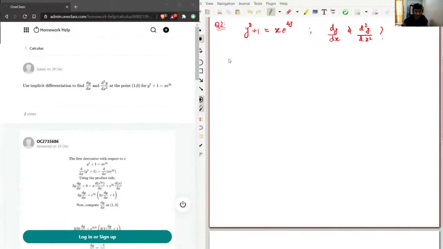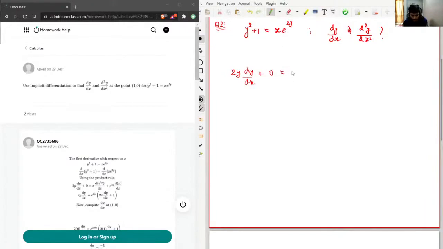Now this is not a normal kind of differentiation. We are basically doing differentiation with respect to x on both the sides. So here I'll use the power rule, and this will become 2y, and then differentiation of y with respect to x, so it will be dy by dx, plus differentiation of 1 is 0, equal to, now at this step we'll be using the product rule.